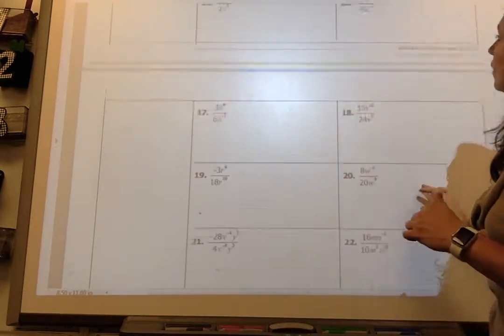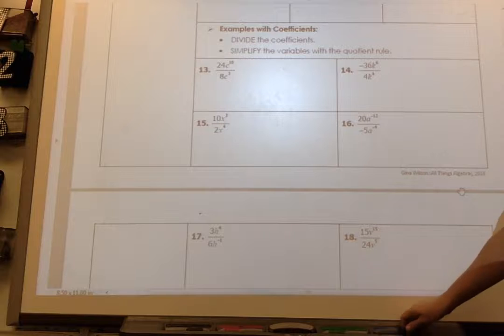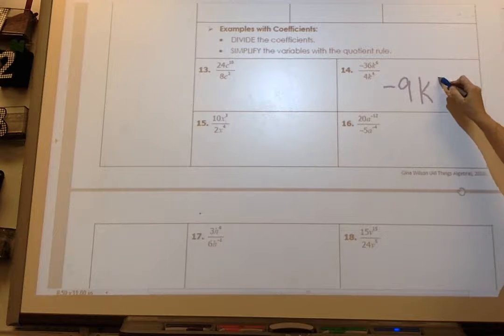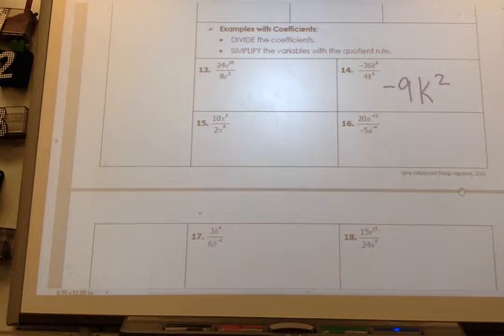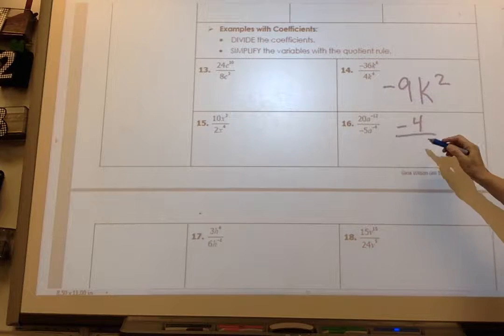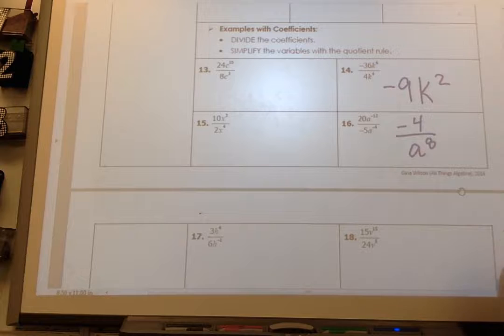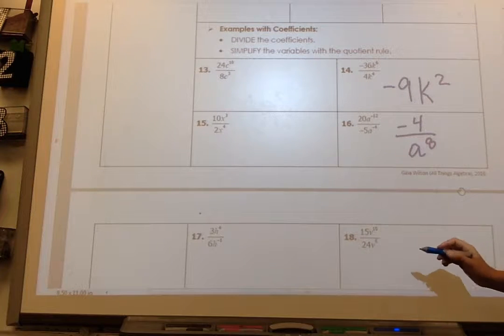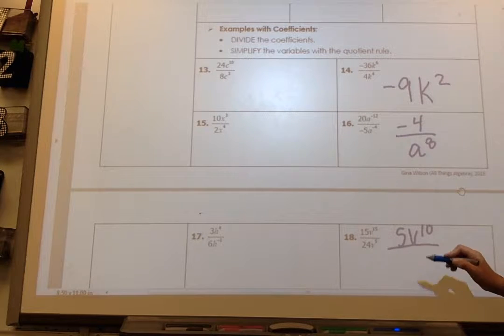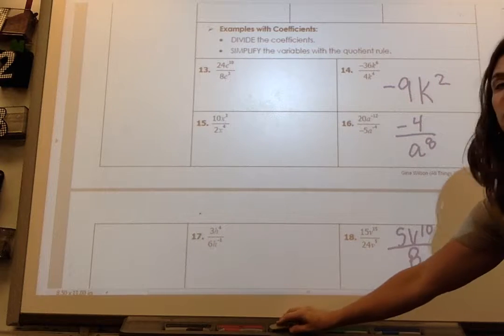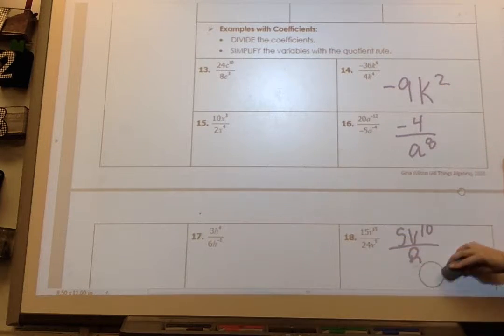All right, I'm going to start with 14. So 14 is going to give us 9k squared. 16 is going to give us negative 4 over a to the 8th. 18 is going to give me 5b to the 10th over 8. Okay, I'm going to erase those and we'll move on down.